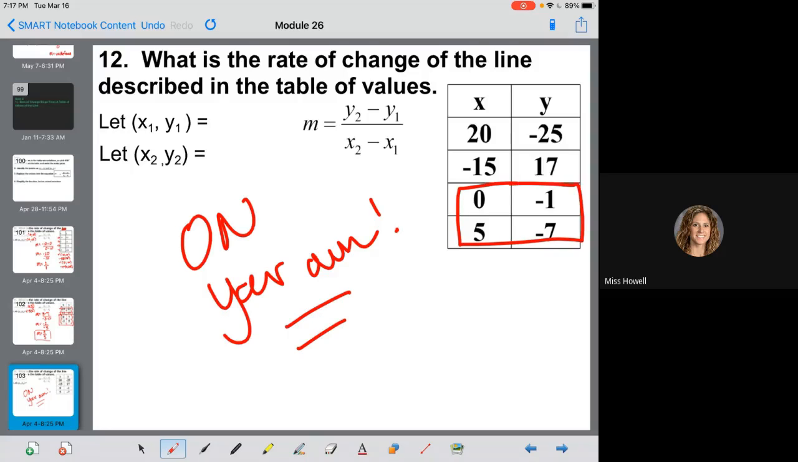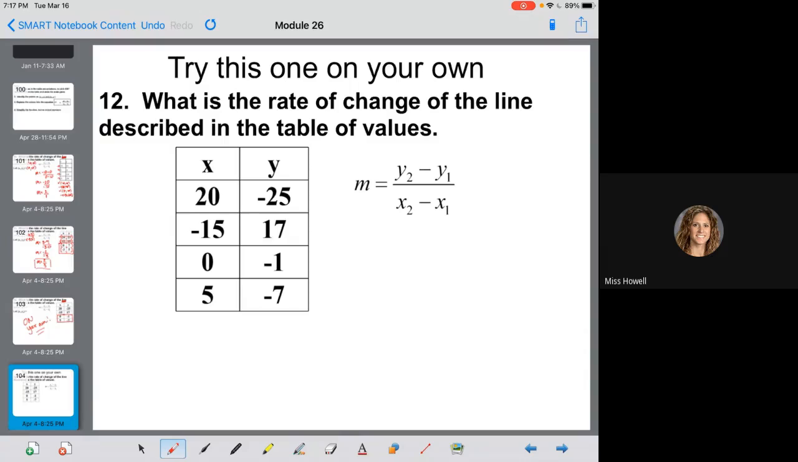They seem the easiest to work with, and pitch those other 2. But again, you could use any 2 from the line. As long as it's told to me it's a line, I can use any 2 in that table. Hopefully you picked out your points and did your math. I chose to use these guys here, so that's what I'm going to do. But again, you could have used others.